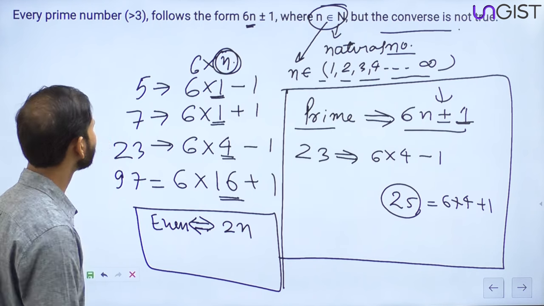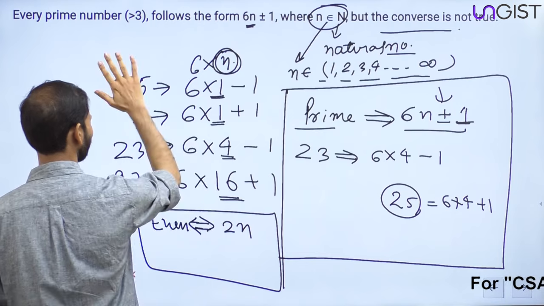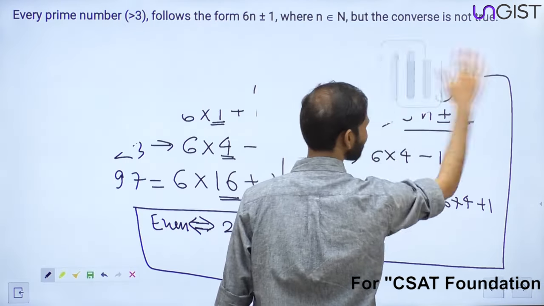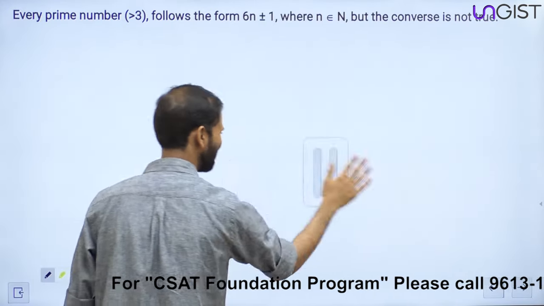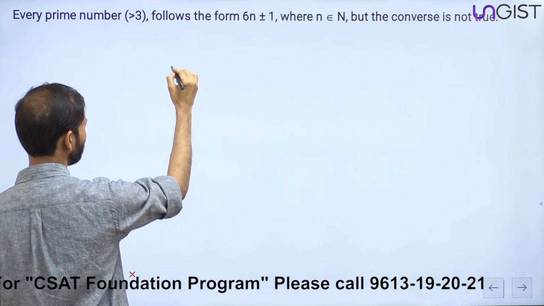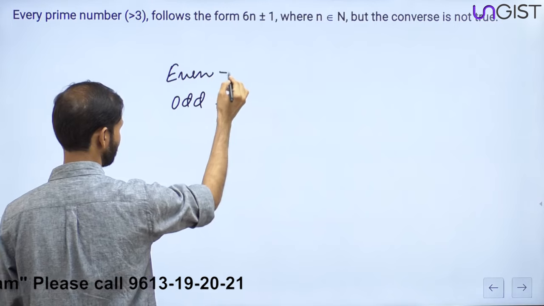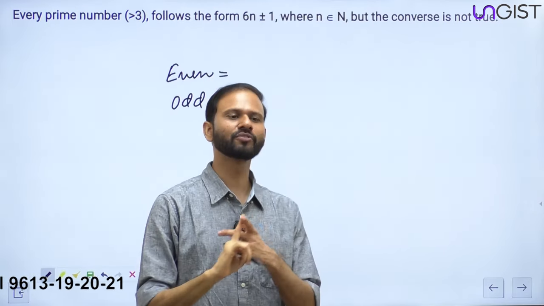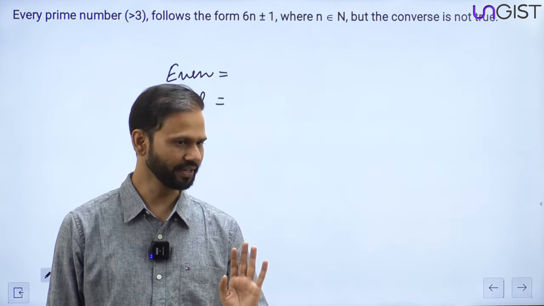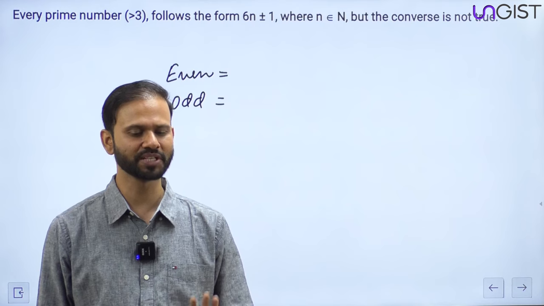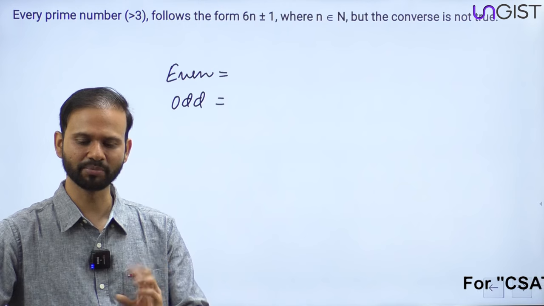ओके, आफ्टर दैट नाउ एवरीवन, लेट्स टॉक अबाउट इवन एंड ऑड नंबर, राइट? ओके, बहुत देर से आप लोग इंतजार कर रहे थे. ओके, व्हाट आर इवन नंबर्स and what are odd numbers? Even numbers are the number which are the multiple of 2, correct? And odd numbers are the number which are not the multiple of 2. Fine, I repeat, even numbers are the numbers which are the multiple of 2, odd numbers are the number which are not the multiple of 2.